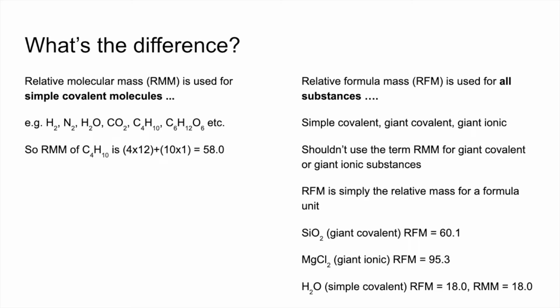H2O is a simple covalent substance, so we could say the RFM was 18.0 from the 2 hydrogens and the oxygen, or we could say its RMM was 18.0 because that's a simple covalent molecule. Whereas you'll notice with the first 2 substances, SiO2 and MgCl2, I haven't given the RMM option because we shouldn't use that term because they're not simple covalent molecules.